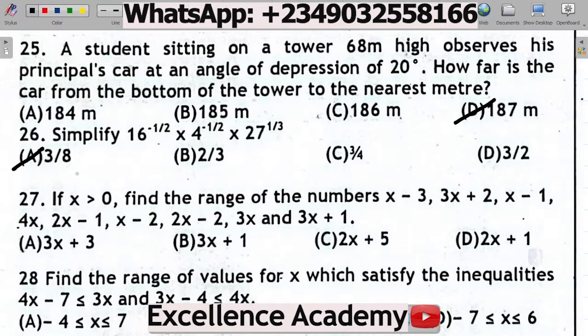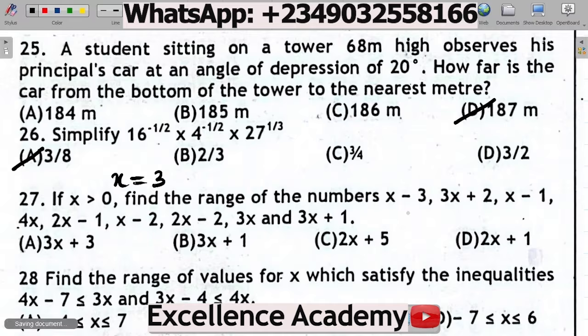Now, let's choose a number greater than 0. Choose any number. We could work with 2. Let's say x is equal to 2, for instance. If x is equal to 2, then x minus 3 becomes minus 1. When we have 3x plus 2, 3x is 3 times 2, which is 6, plus 2, and that's 8. Now, not a good example. Let's say x is equal to 3. Let x be equal to 3.